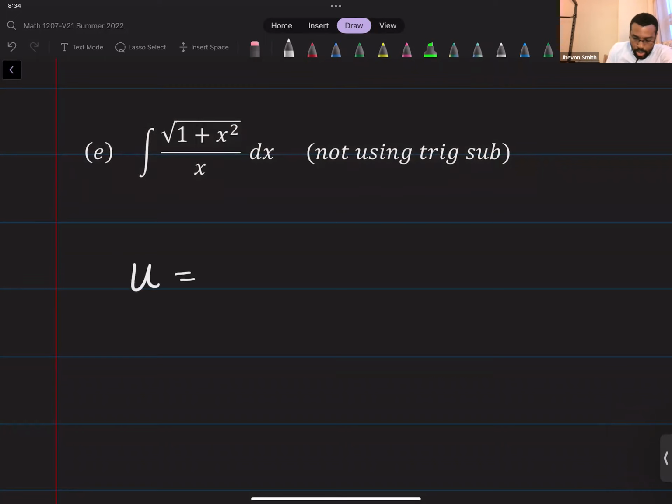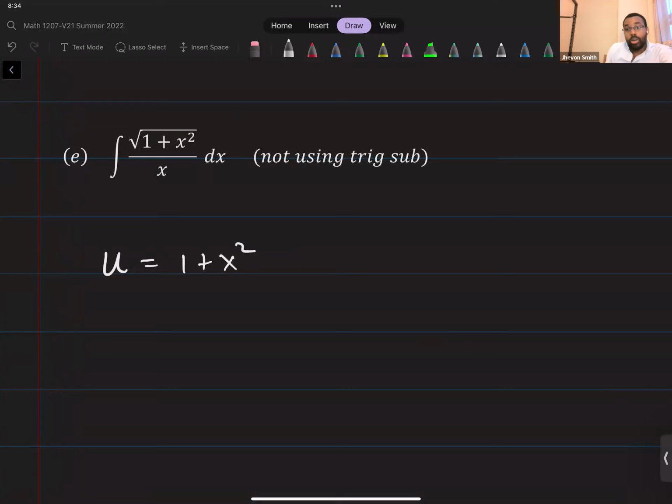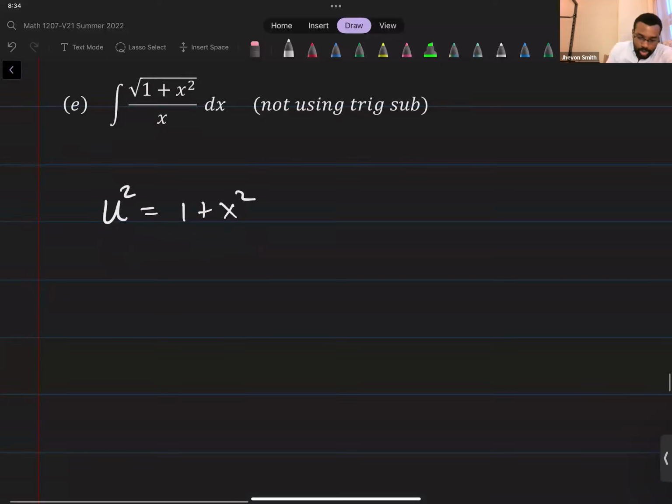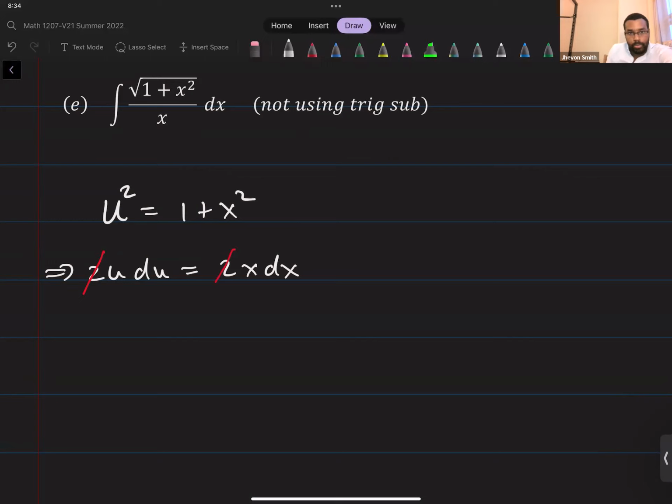So something like a u equals 1 plus x squared, right? Or even better, because I don't want radicals at all, I can make a u squared equals 1 plus x squared. So I make what's under the radical a square, so it gets rid of the radical. Awesome. So then now I know that u du is equal to x dx. And generally, I don't have an x dx, but I can put it in.